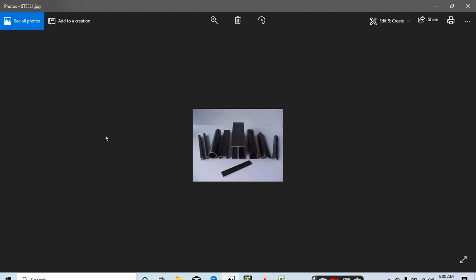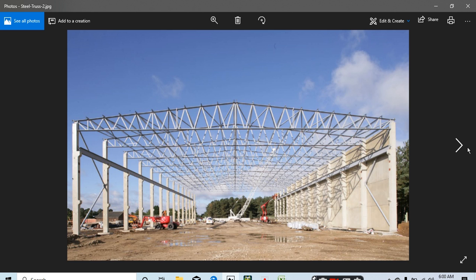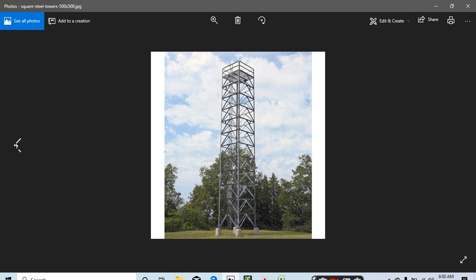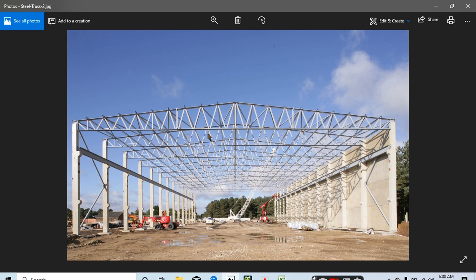Strength of steel is very high. So we use it in the construction of very heavy structures. Look at this, there is an industrial building or warehouse. The span of this industrial building is very long. So for that type of construction, we will use a steel truss.